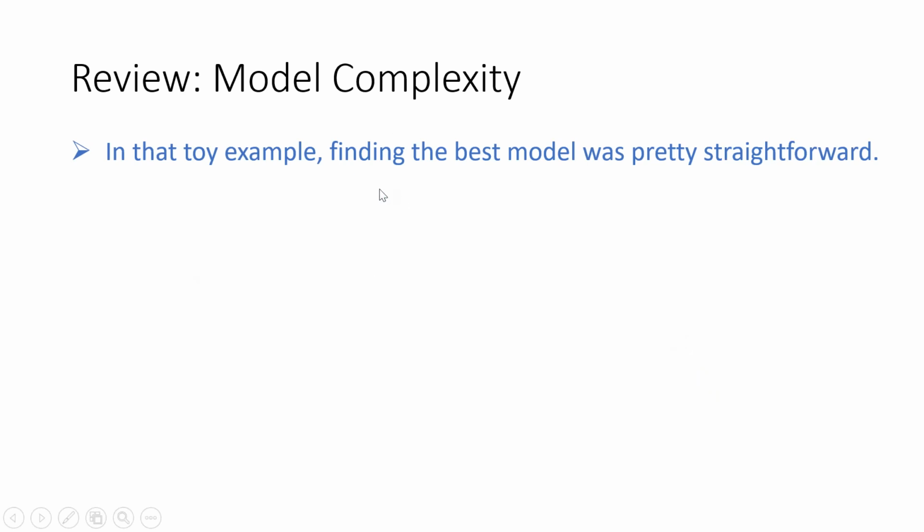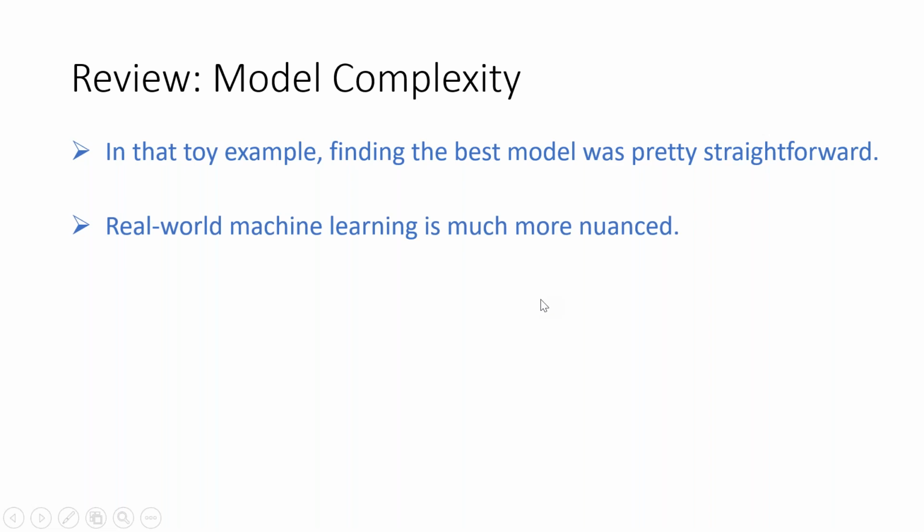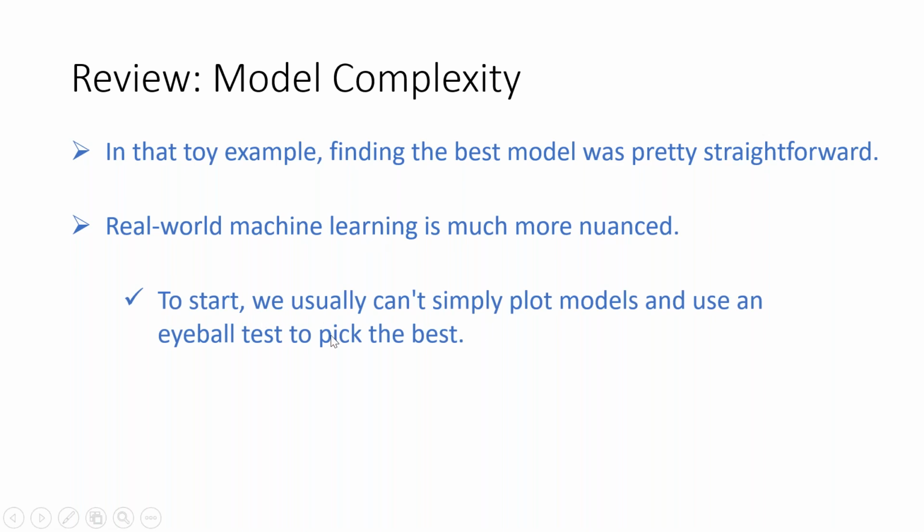Again, a quick review of what we talked about in the toy example. Finding the best model was pretty straightforward, but real-world machine learning is much more nuanced, because that is real and this was artificial. To start, we usually can't simply plot models and use an eyeball test to pick the best. So the first thing is that visualization itself is tough. We cannot even visualize once the dimensions increase.